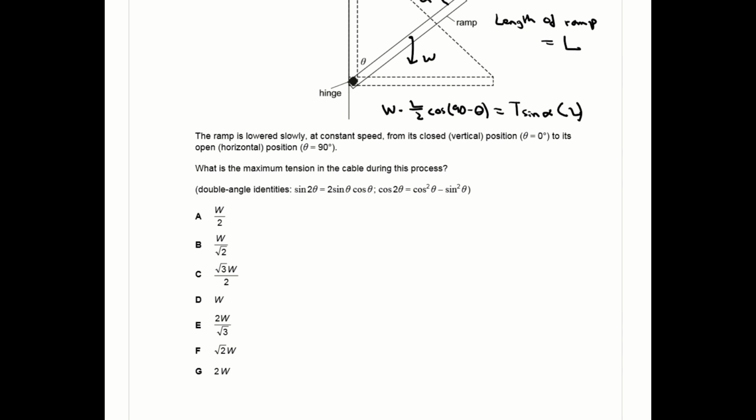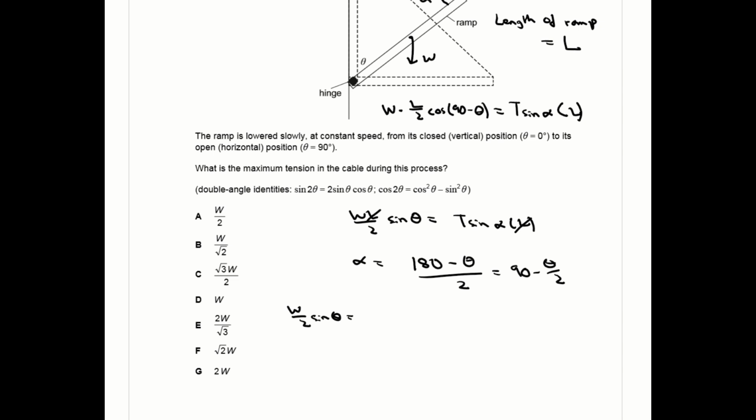and then you can take moments about the hinge to get W, which is the weight of the ramp, times L over 2 cos 90 minus theta is equal to T sine alpha times L. Because the vertical between the hinge and the winch and the length of the ramp are the same, you basically have an isosceles triangle. So you can obtain a relationship for theta in terms of alpha. So alpha is 180 minus theta all over 2, which is equal to 90 minus theta over 2.